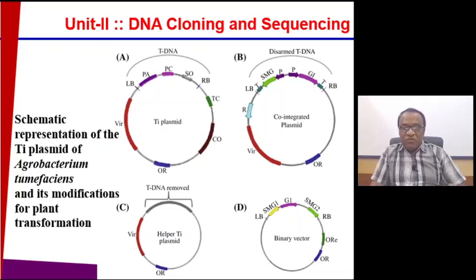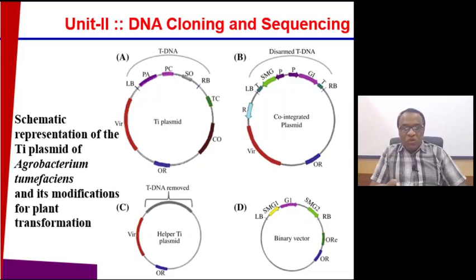Now, if you carefully move on to figure C, the Ti plasmid with excised or removed tDNA is used as a helper in the tDNA binary vector system. That means the complete tDNA is removed. Then this Ti plasmid is used as a helper in the tDNA binary vector system.